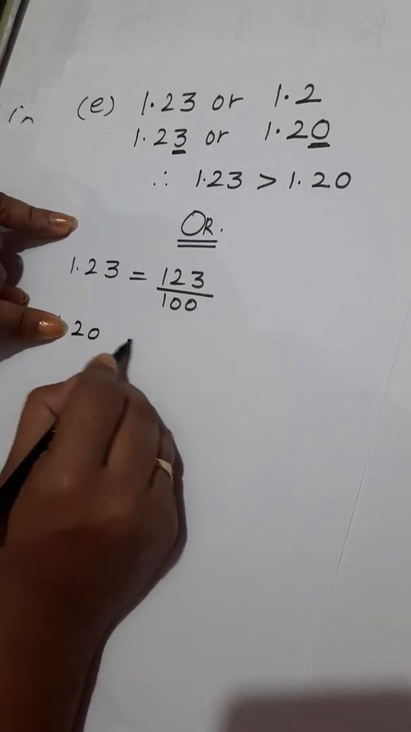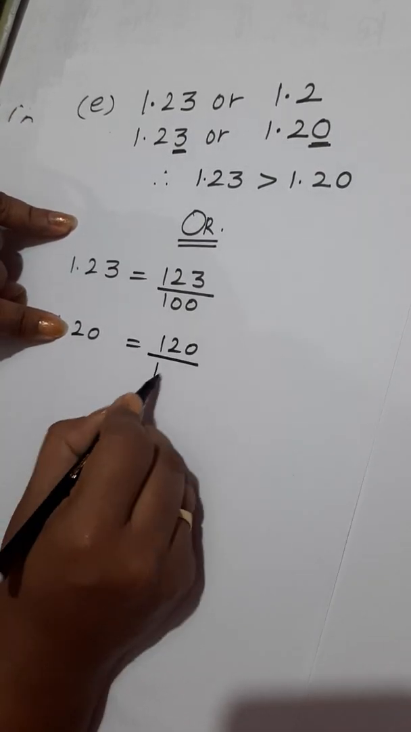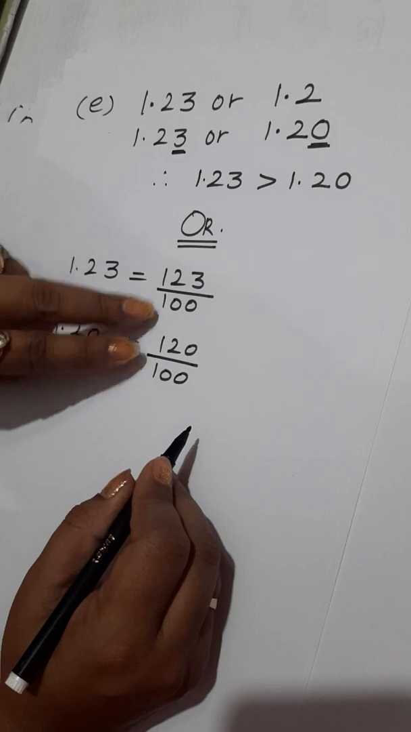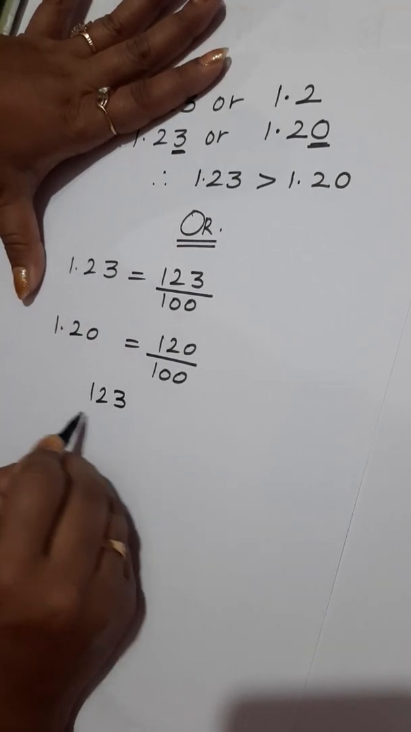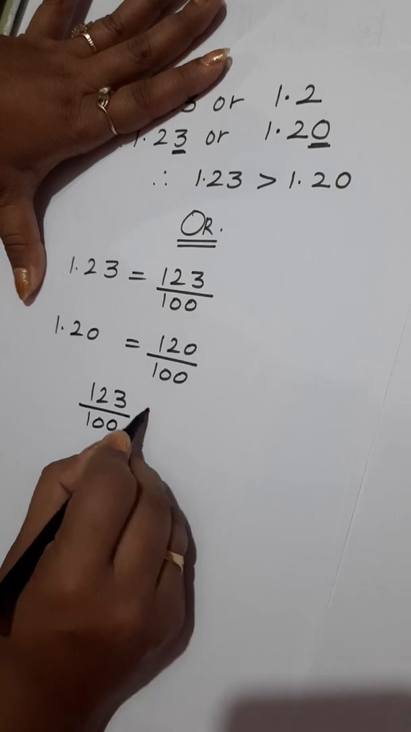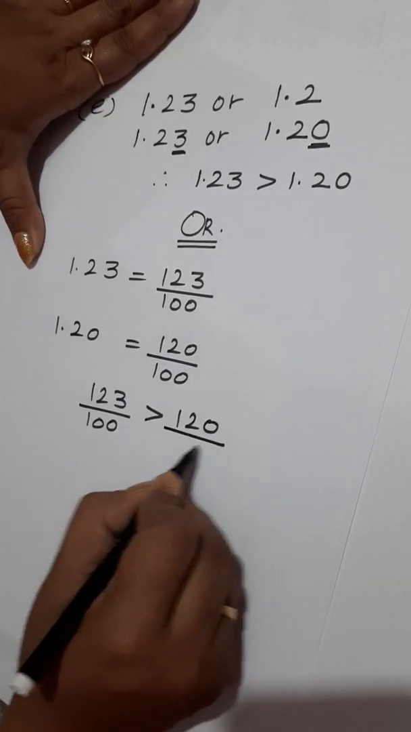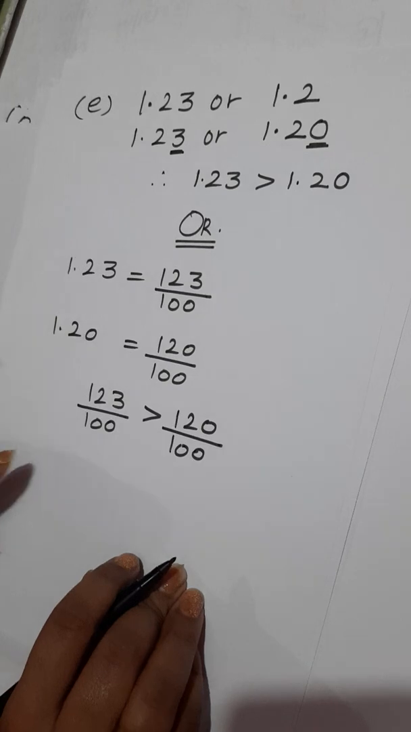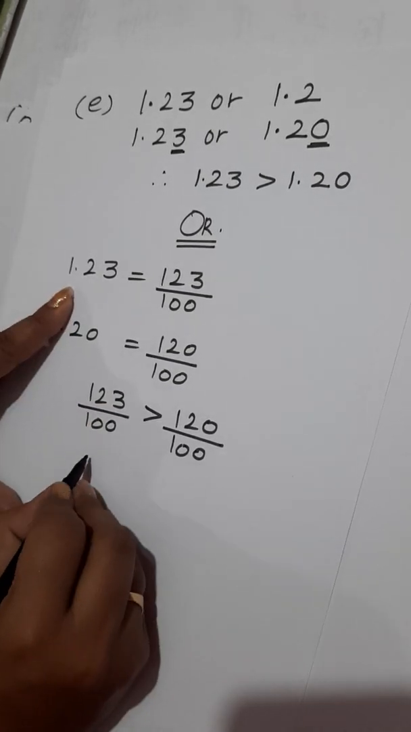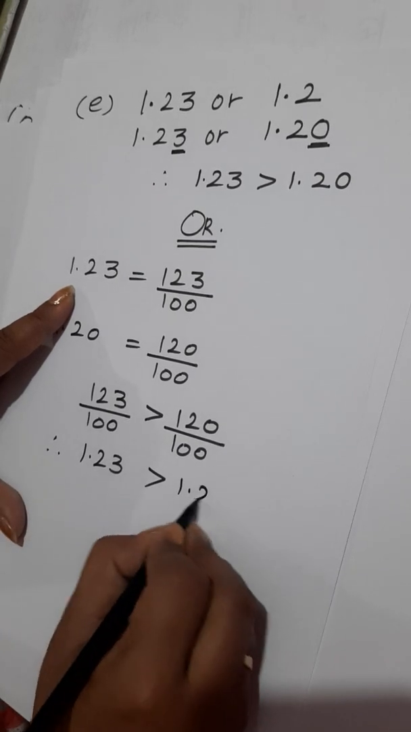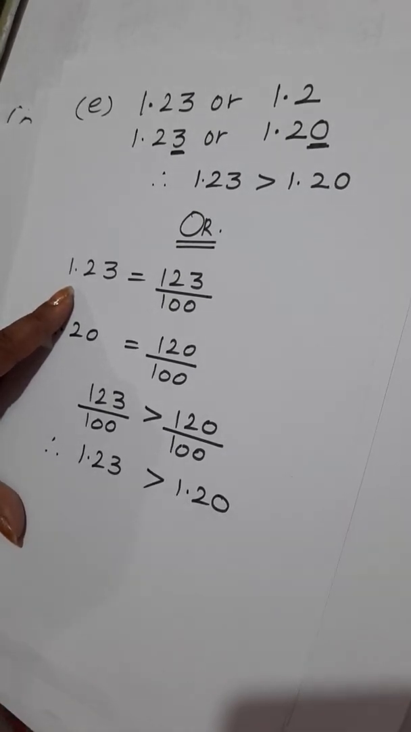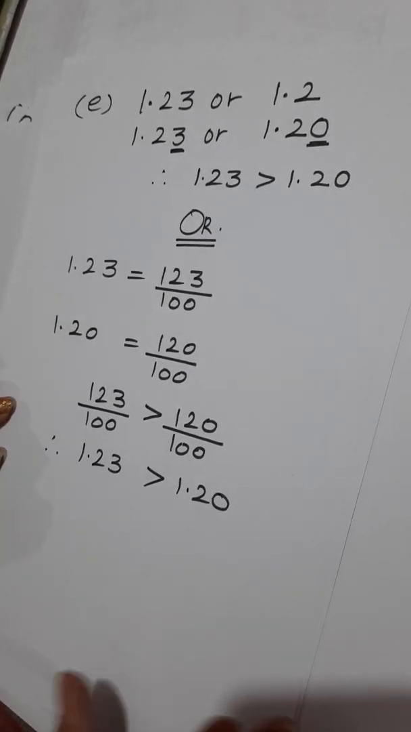If you remove the decimal, you will get 100 in the denominator. Now in this, both the denominators are same, so I will write like this, 123 upon 100 is greater than 120 upon 100. So 123 upon 100, that is 1.23, is greater than 1.20. So this is your E part. Now next we have F part.